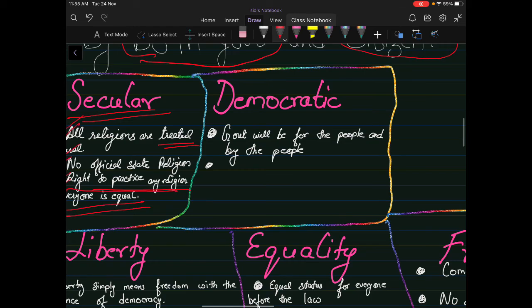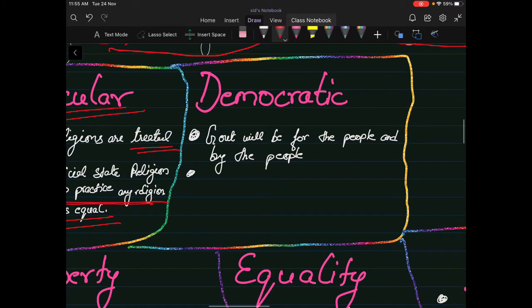So democratic, as we all know, democratic simply means the nation will be for the people and by the people, okay. So we will be responsible for choosing the government, that we meaning the people, and that government will work for the people. So that is the basic essence of democratic.